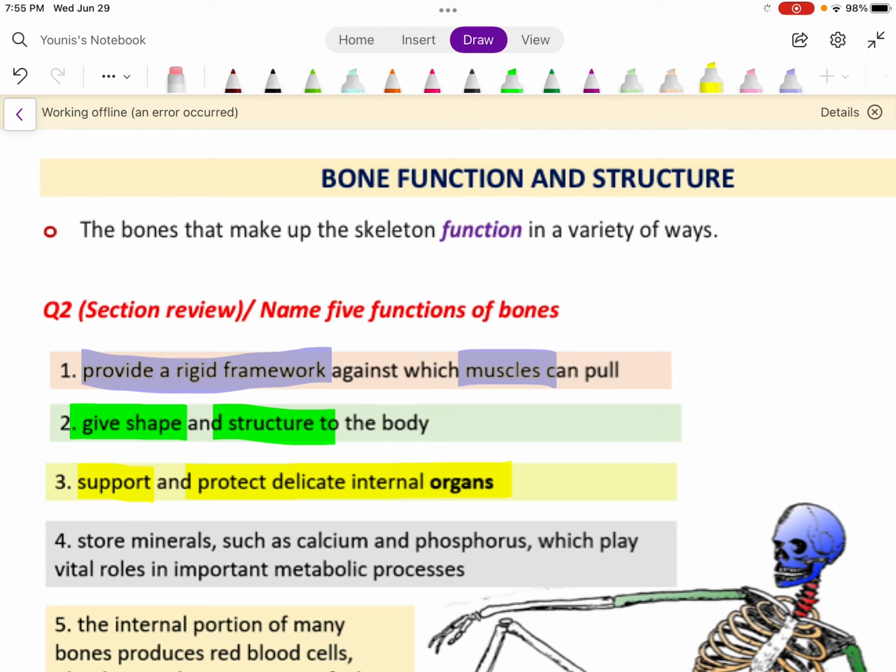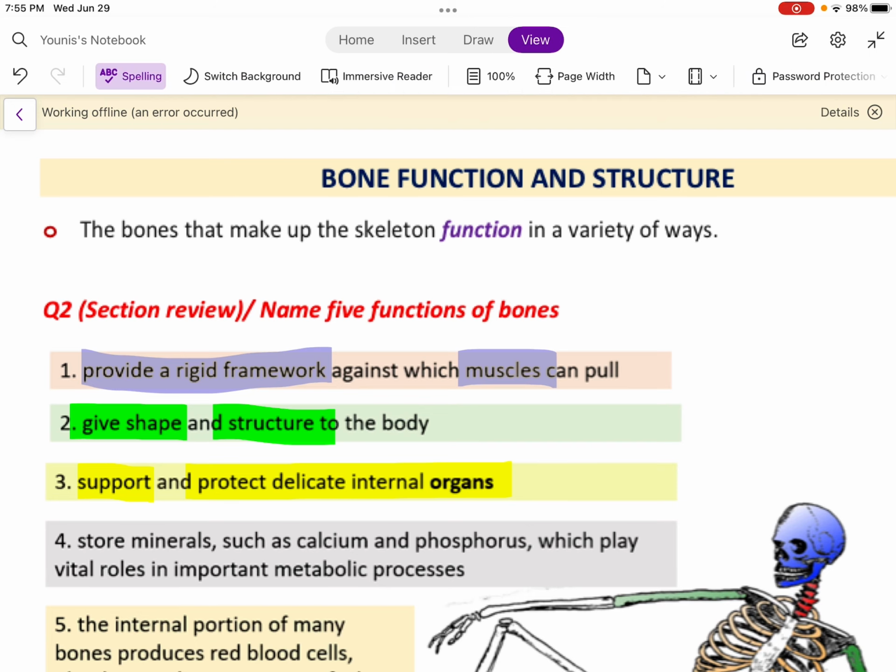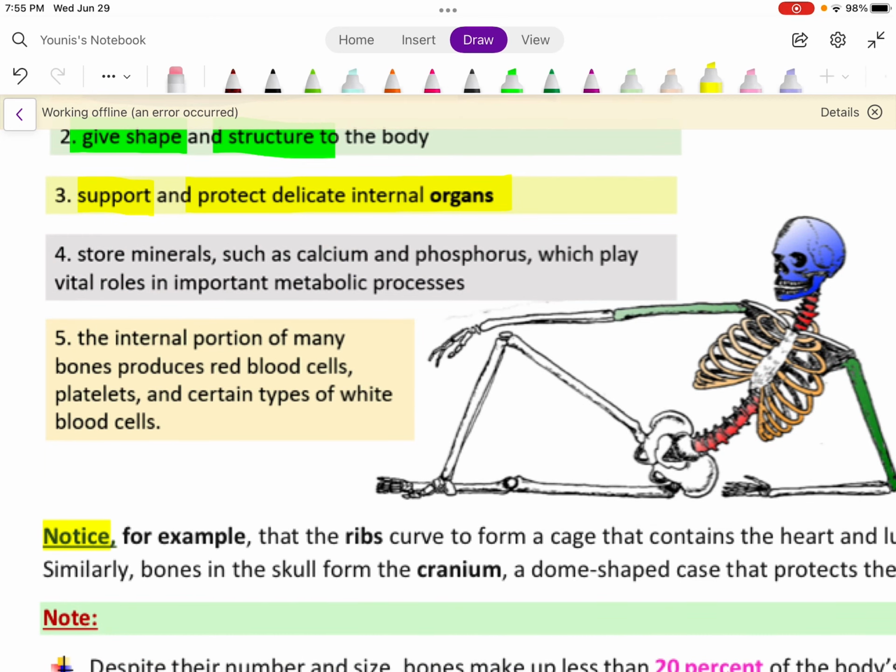There are many organs in our body that are protected by at least a bone. For example, as you can see here, the ribs, from the rib cage, protect the heart and the lungs inside the thoracic cavity. And the cranium, which is one of the skull bones, is where the brain is located and it's protected by this bone. So that was the third function, which is protection and support for the internal delicate organs.